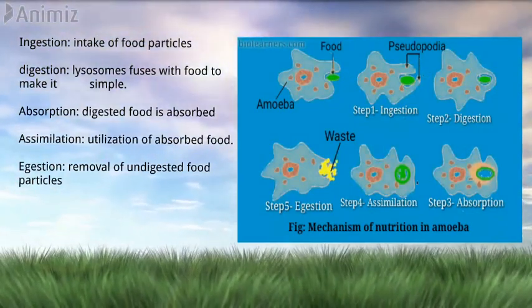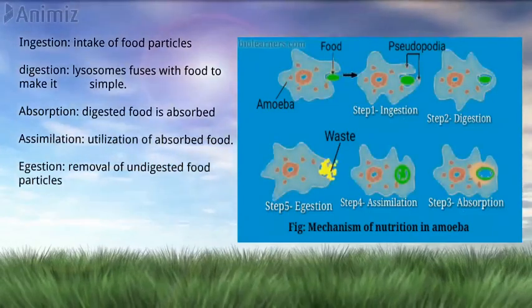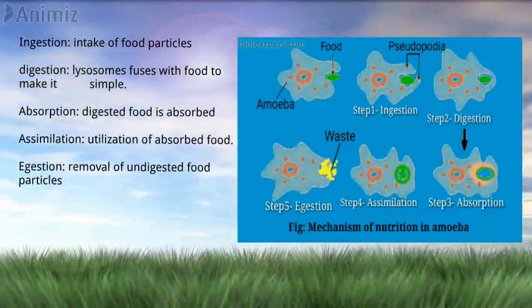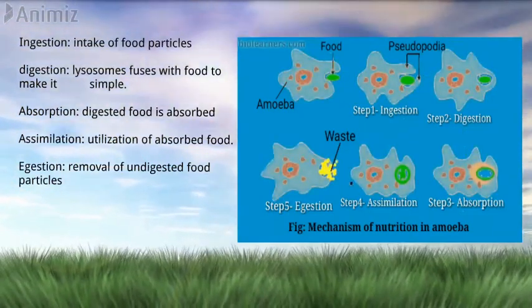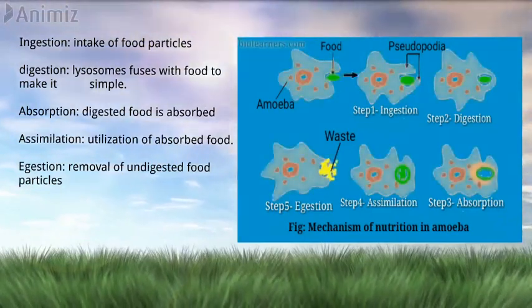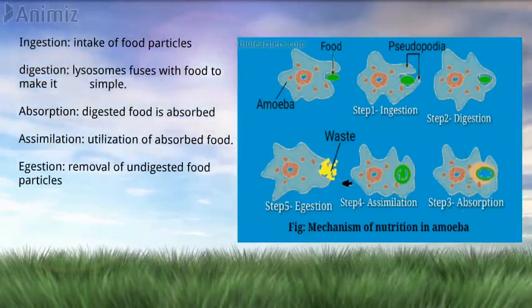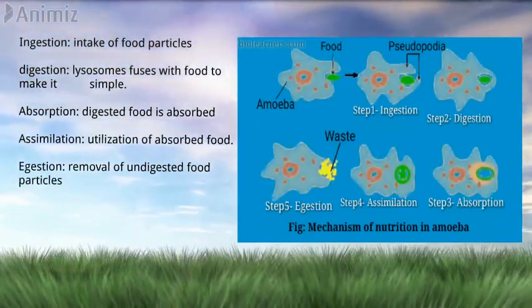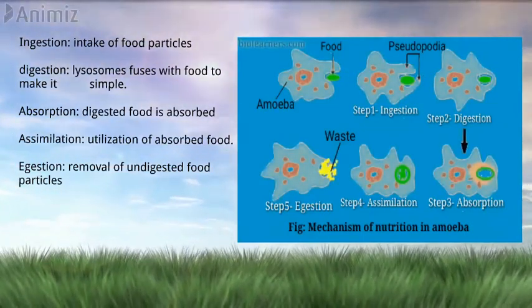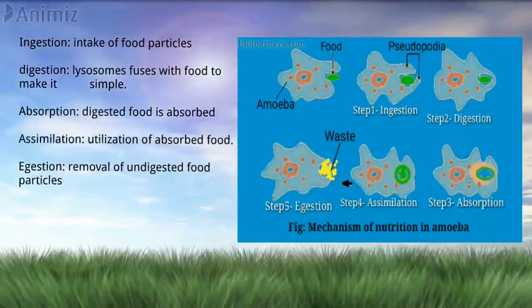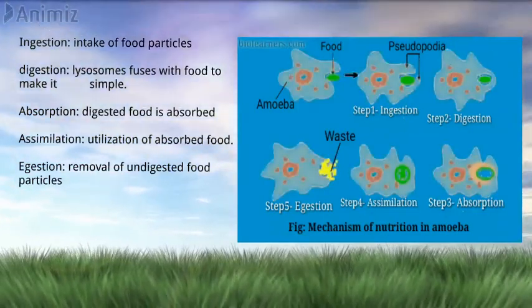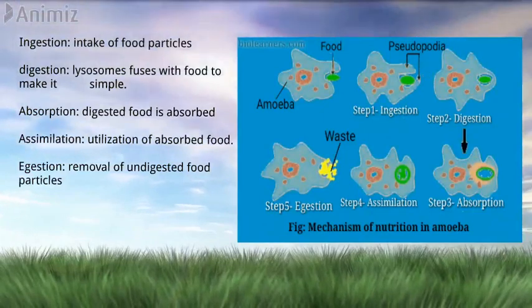After ingestion, digestion takes place. In unicellular organisms, digestion is intracellular. That means it takes place within the cell in the food vacuole. Once the food has entered the food vacuole, it fuses with the lysosomes. Lysosomes release the enzymes that help in breaking the food into simple form.